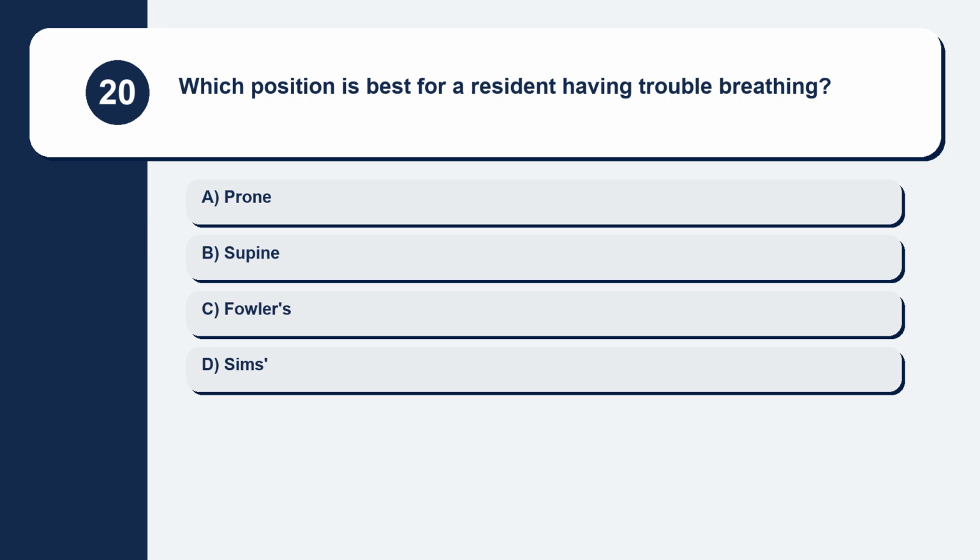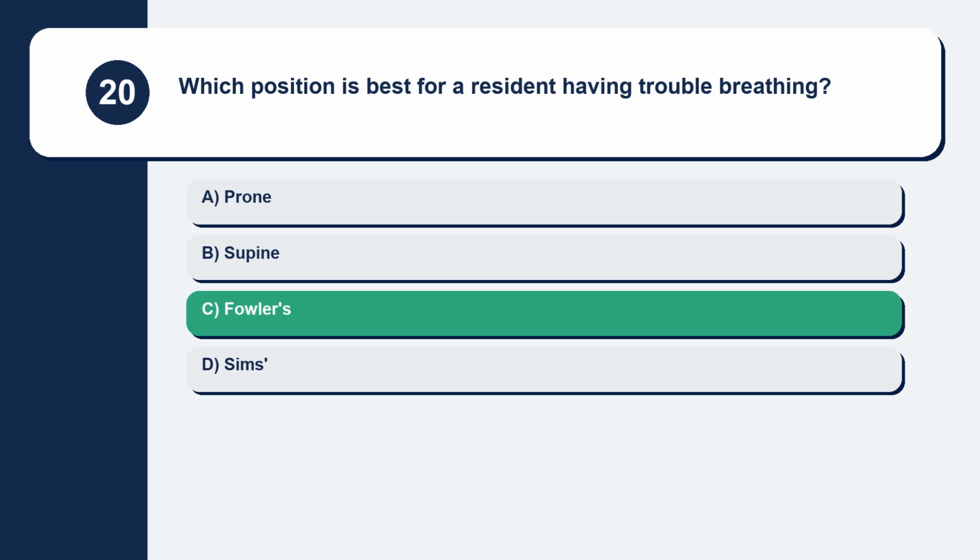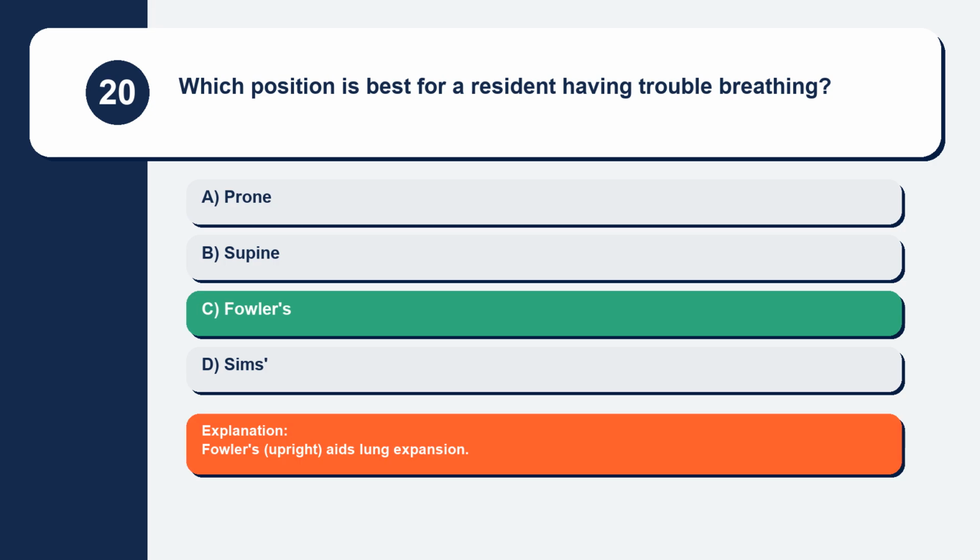Question 20. Which position is best for a resident having trouble breathing? Prone, supine, Fowler's, Sims. Fowler's, upright, aids lung expansion.